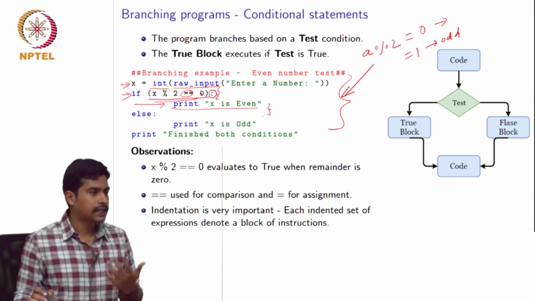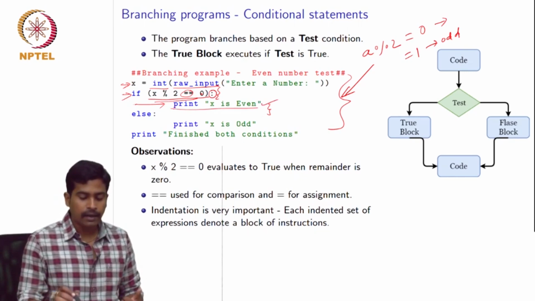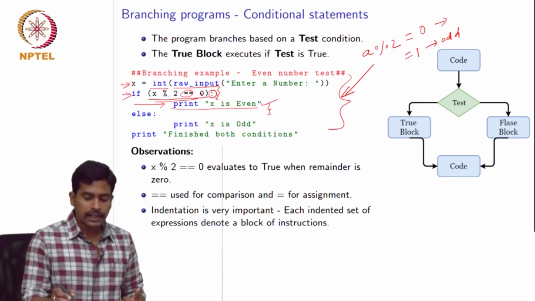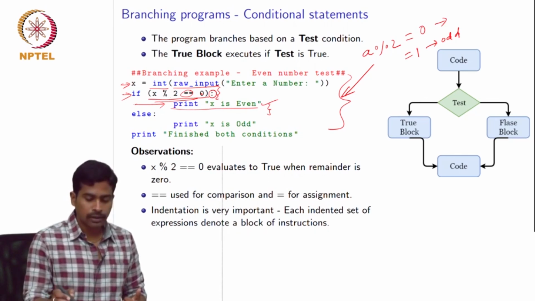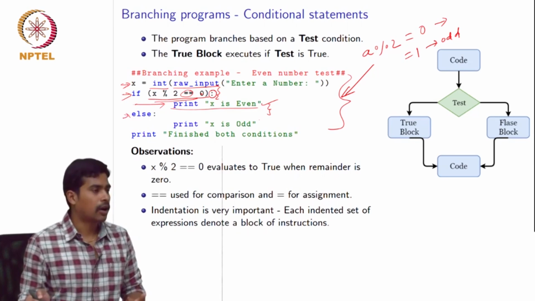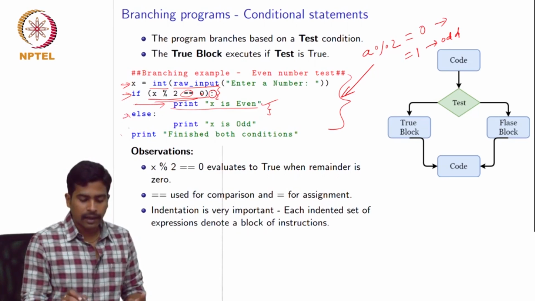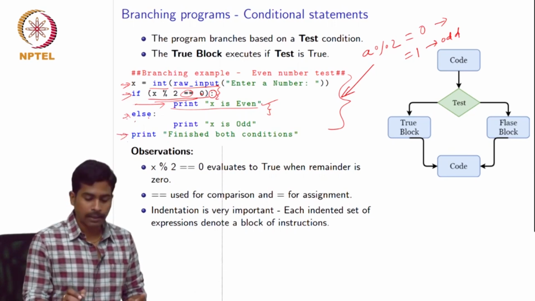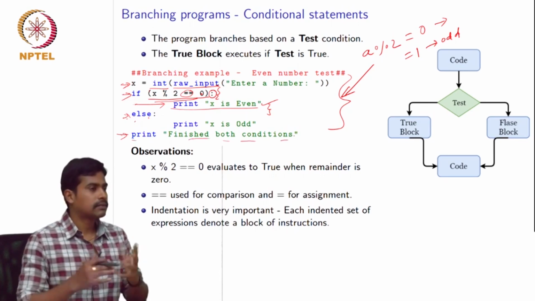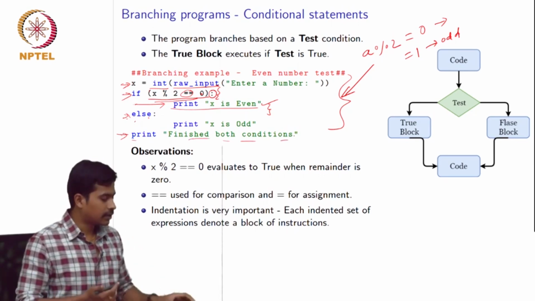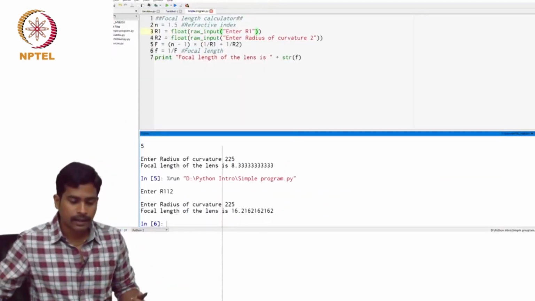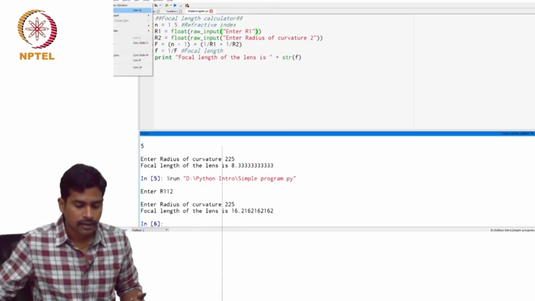So, here we want to say it is an even number and we use this command, and if this condition is not true, the program will come to the else statement, and in the else statement we want to say x is an odd number. Finally, after one of these gets executed, the program comes here and we say I finished checking both of the conditions. Okay. So, now let us go back to our Python.